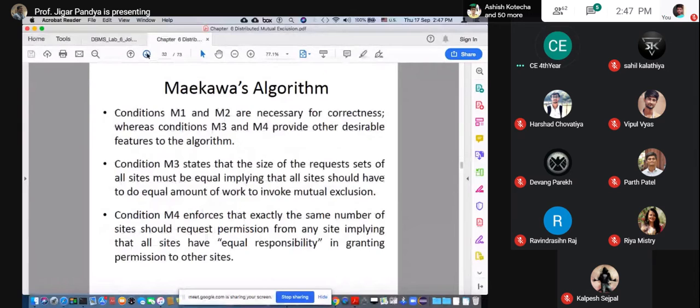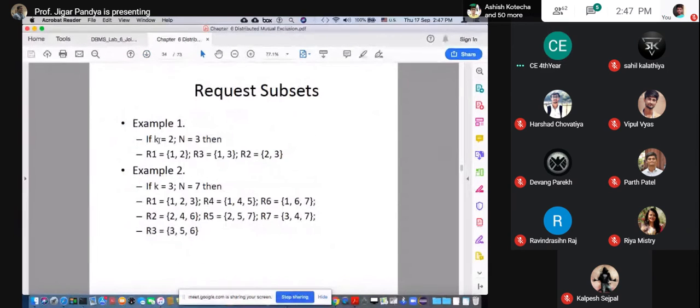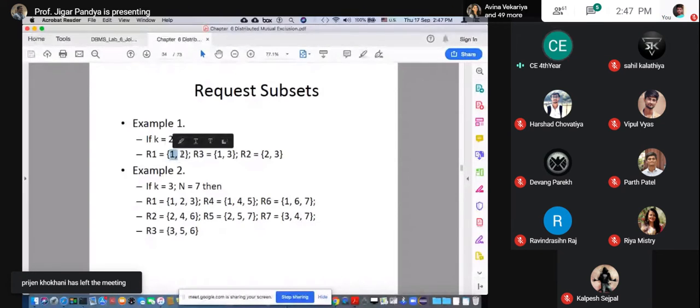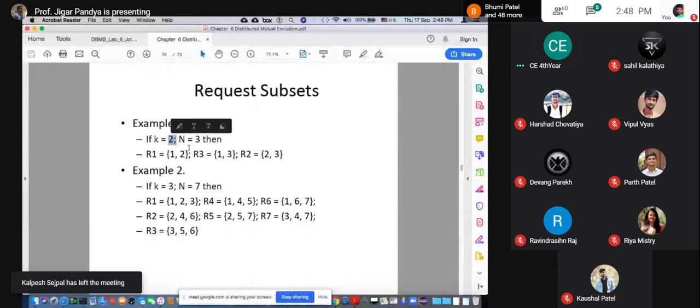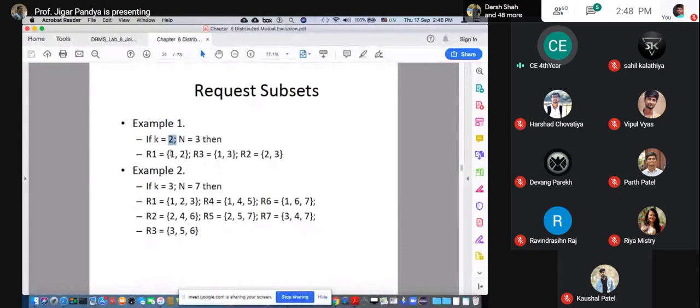For example, you have three sites: site 1, site 2, and site 3. If you have three sites, then the quorum size will be root 3, whose upper bound is 2, and hence you will create quorums of size 2. So 1, 2, 1, 3, and this is very much like permutations and combinations.